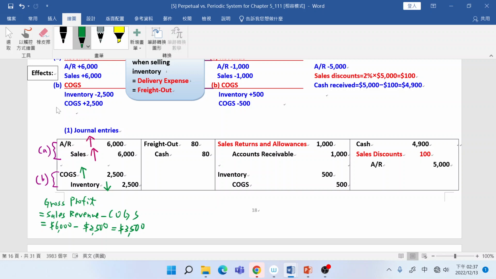Okay? Key points right here. You are a hard worker. You use perpetual 永续盘存制. So don't forget, except recording revenues, you have to record cost of goods sold. The second thing, okay? Right here.